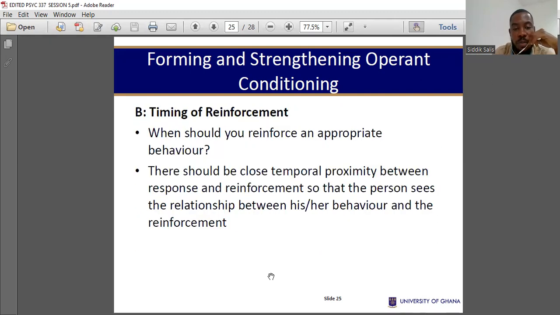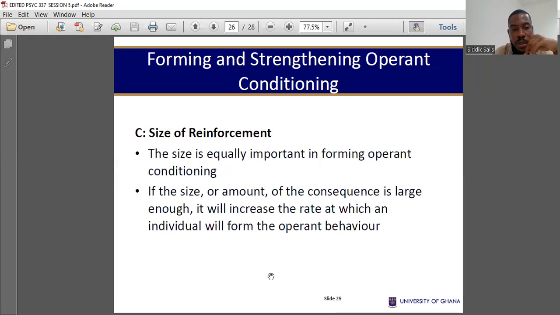Timing of reinforcement. When should you reinforce? It should be very close. It should be as soon as possible. The proximity should be very close. The person should find a link between the reward and the behavior. So the timing is very important.